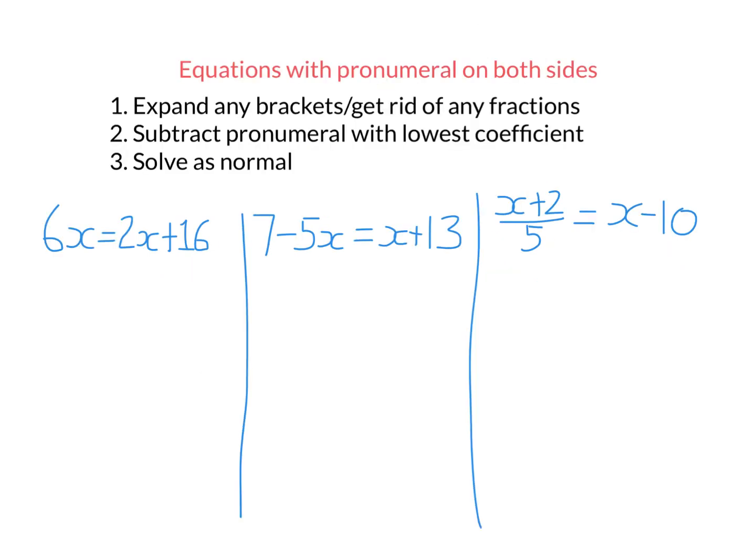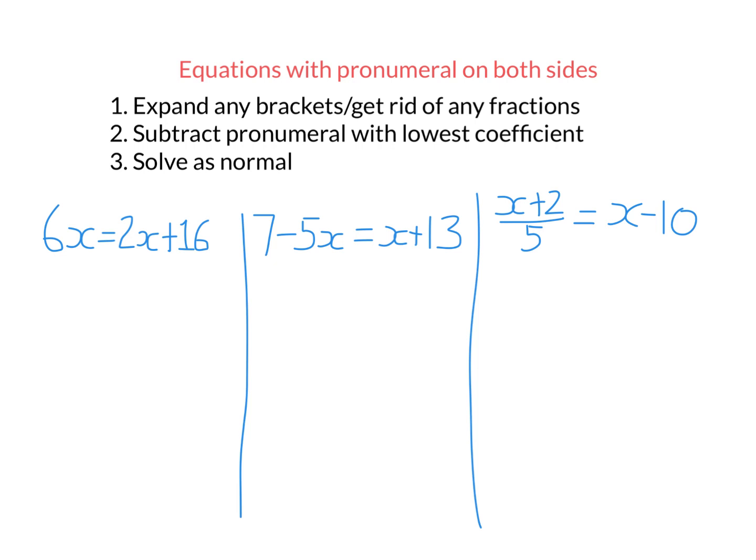So remember, pronumeral just means letter in place of a number. It is the thing for which you're trying to find. So in each of these, x is the pronumeral. On both sides means on both sides of the equal sign. So here, x is on left and right of the equal sign.